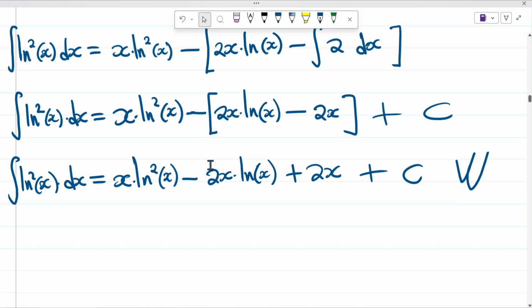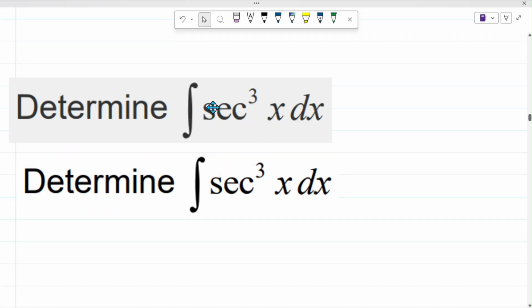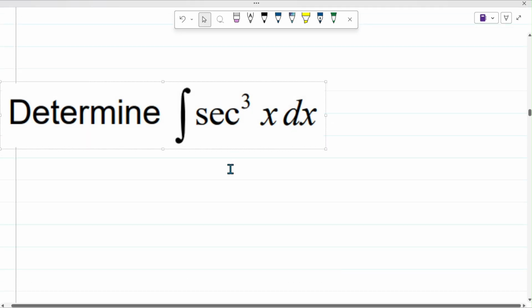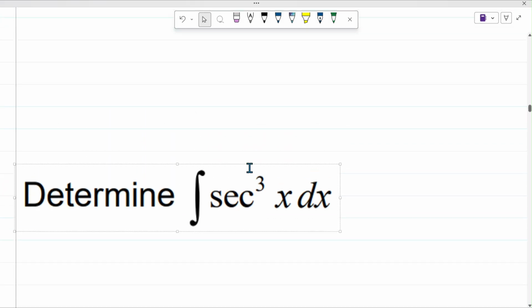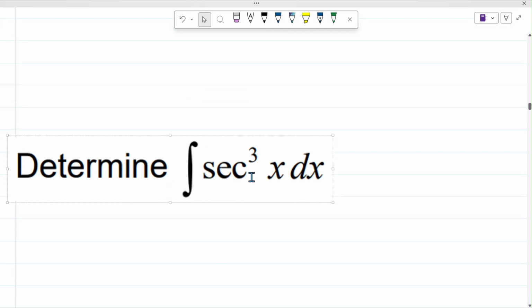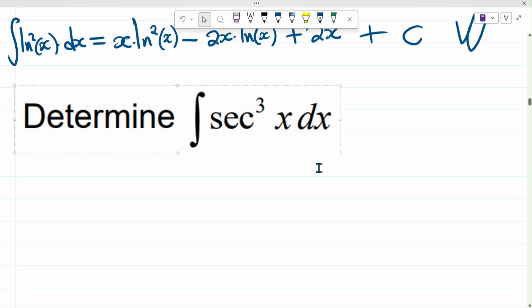Okay, all right, we've got another one here. We've got another last one before we go to the activities.